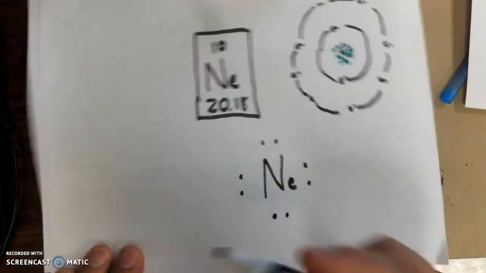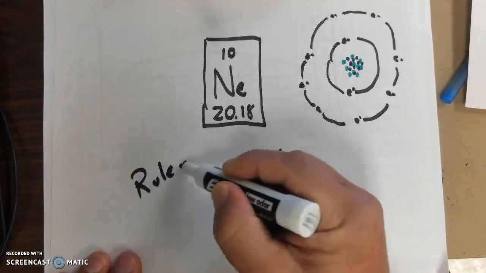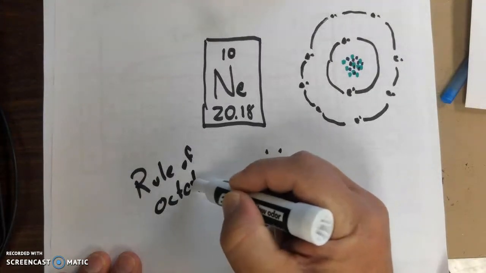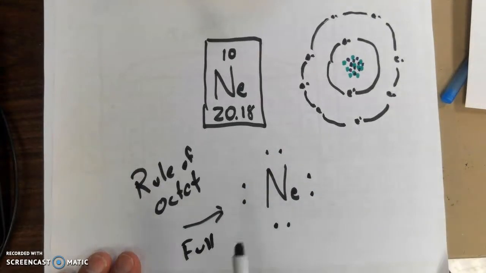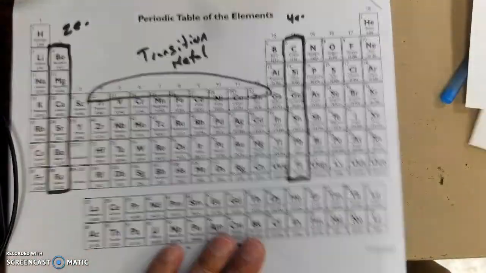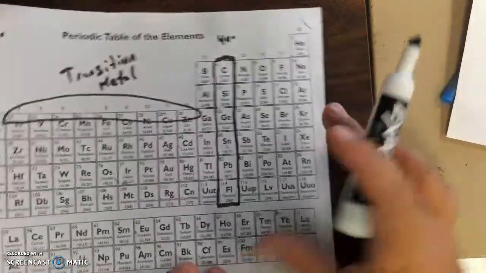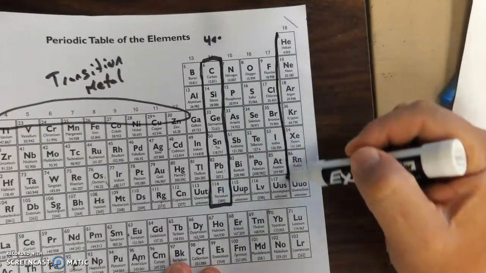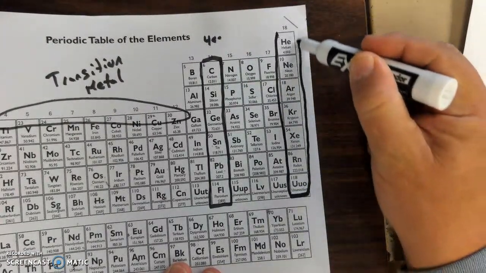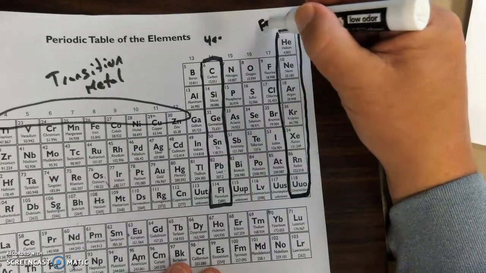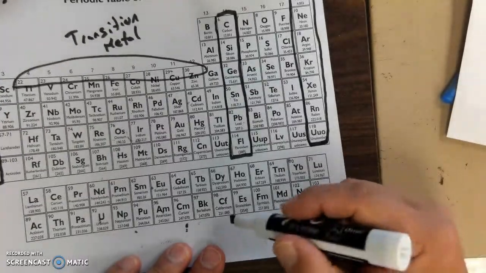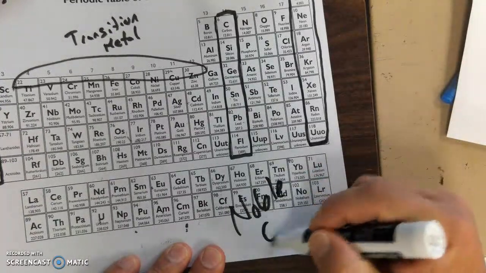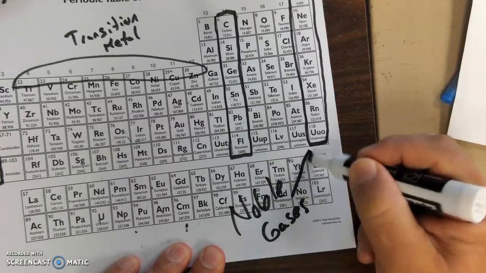Okay, so the rule of octet states that this is full. We've reached 8. It's full. Everything in group 18 has a full outer valence shell, absolutely full. So it's referred to as the noble gases. Okay, the noble gases do not bond in nature with anything else because they're absolutely full.